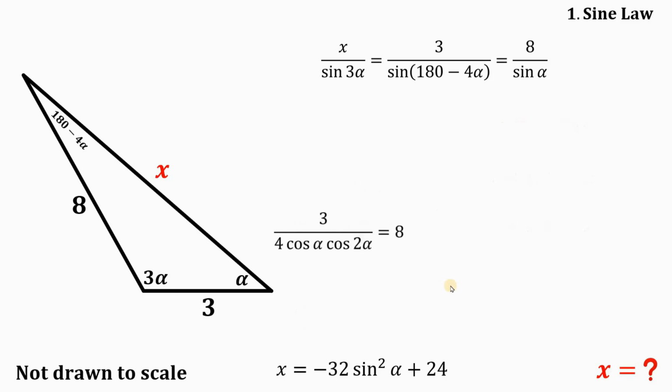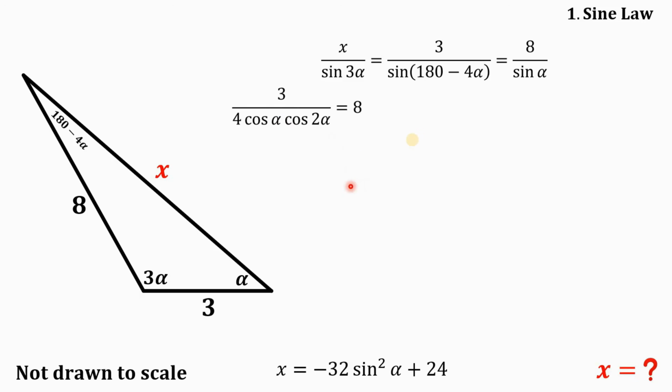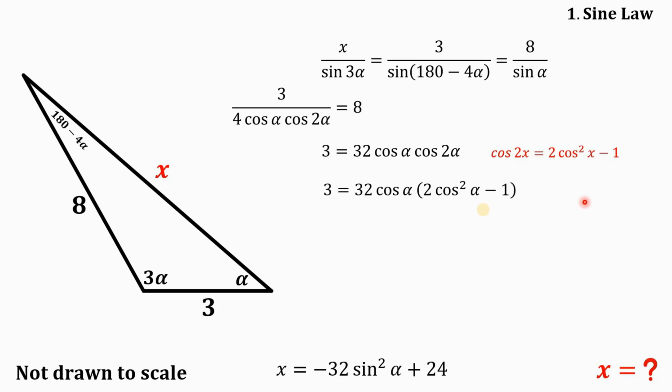Now let's focus on this result. We're going to cross multiply, and for cosine 2 alpha, we have again some identities, because cosine 2x is equal to 2 times cosine squared x minus 1. So in order to answer this kind of question, we need to review our trigonometric identities. We can replace cosine of 2 alpha with 2 times cosine squared alpha minus 1. And now, to simplify this equation, let y be equal to cosine alpha. So this equation becomes 3 equals 32y times (2y squared minus 1).